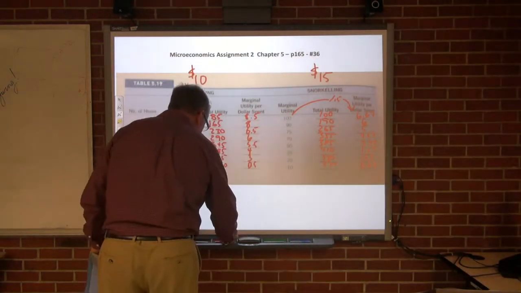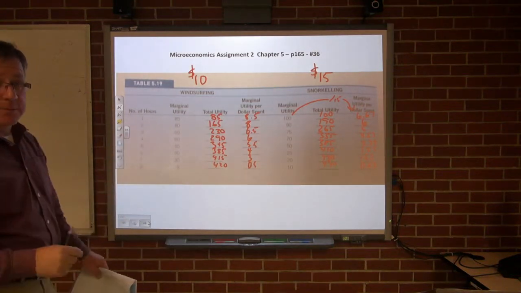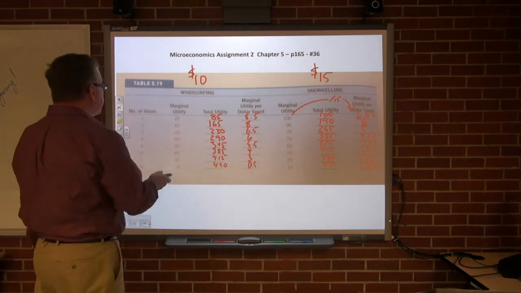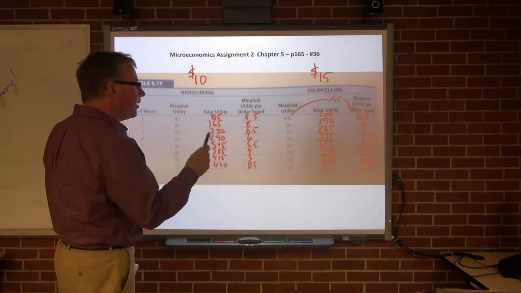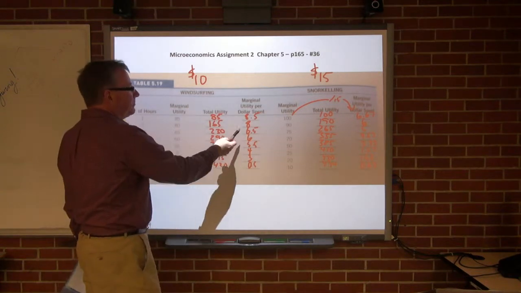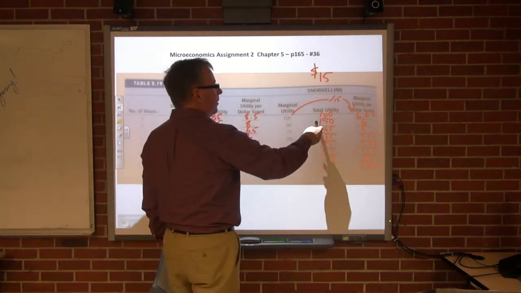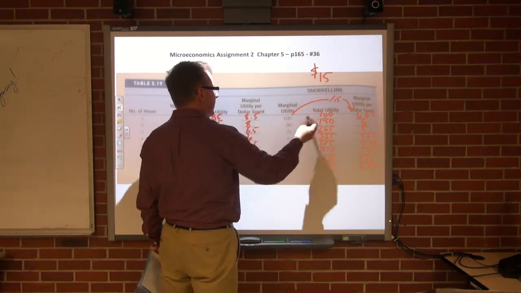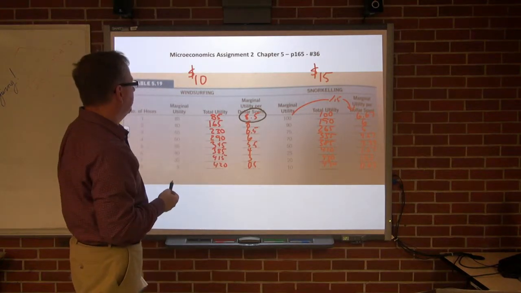And I'll do this one partially. I won't do the whole thing because the concept, once you've done this, should be pretty straightforward. So in this case, we had to choose between an hour of windsurfing or an hour of snorkeling. So if we compare the marginal utility per dollar spent, we can get a good handle on it. So windsurfing has a marginal utility per dollar spent of 8.5, whereas the first hour of snorkeling has a marginal utility of 6.67.